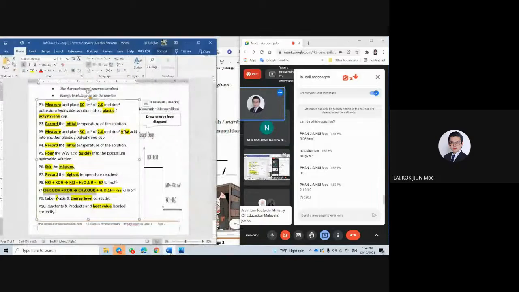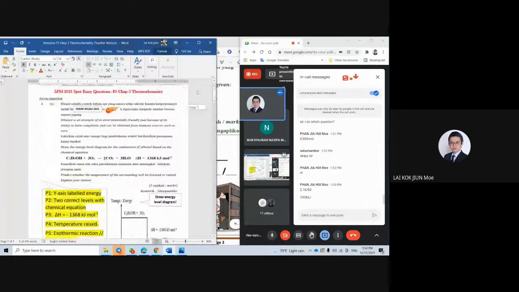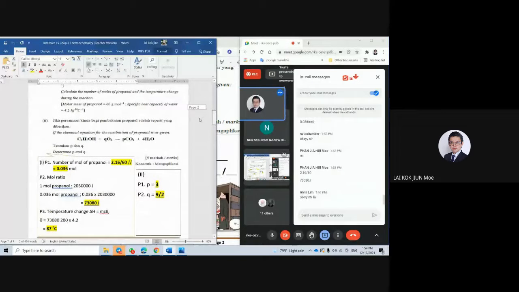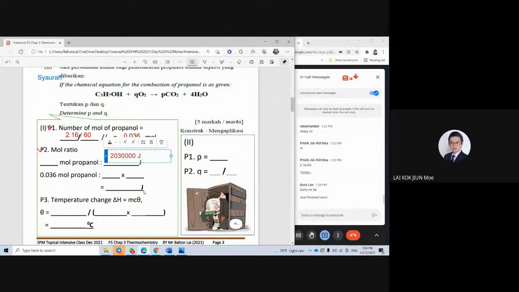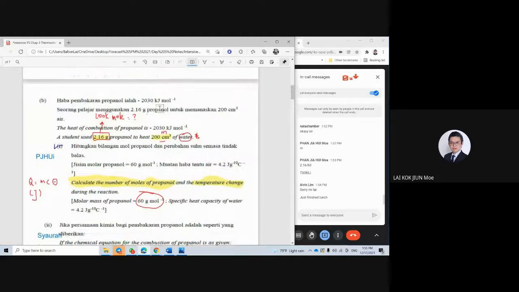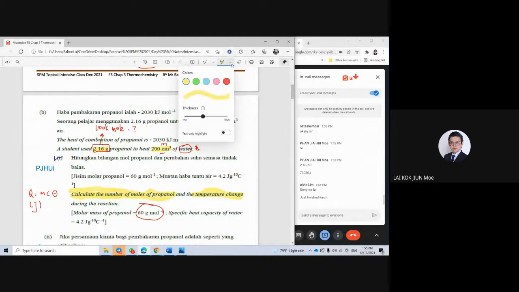Good. Yeah, you can check answer here. This is the answer. So one mole equal to how many? Given you already, one mole equal to this much. Okay. No problem, Alvin. So, Jia Hui, you see, 203,000 from where? From this one, from the top, they are given you here. See, you can see, this is the heat here. So when you change it to J, you times 1,000.